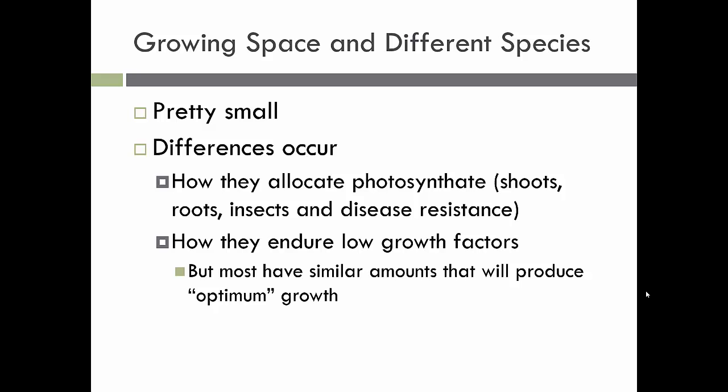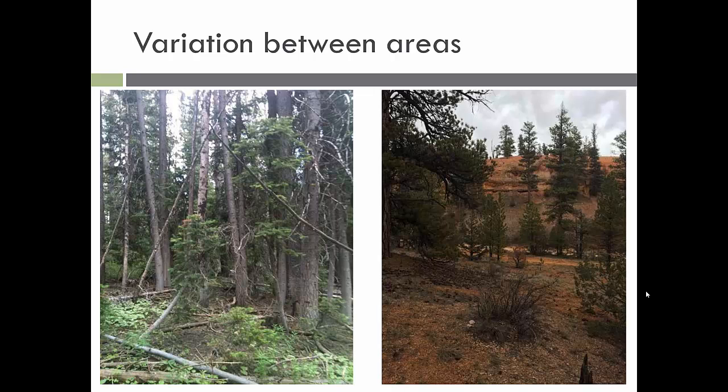So growing space and different species: generally very similar, with very small differences, but when those differences occur, we can see them on the landscape, in a forest system. We also see variation between areas, so not all areas support the same amount of growing space. If we look at these two examples, we have one that's pretty green and moist, with aspen, spruce, and firs, and then we have one that's a lot more open. We see ponderosa pine, some juniper, and a lot more.